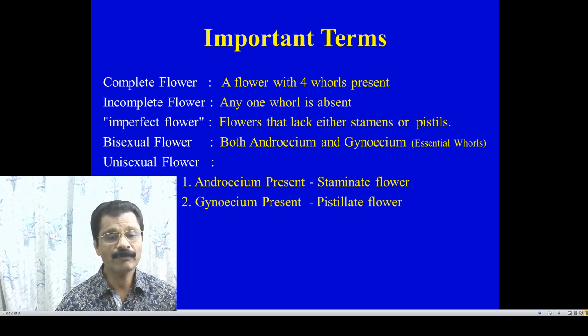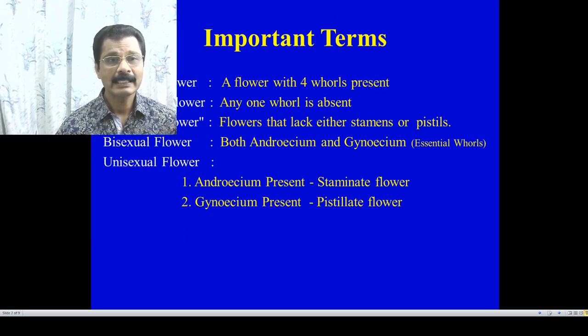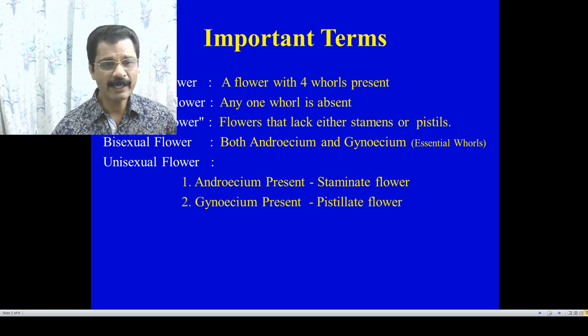Then unisexual flower. In some flowers only androecium is present, then it is called a staminate flower. If only gynoecium is present, such flowers are called pistillate flowers. So depending upon which whorl is present, unisexual flowers are called staminate flowers and pistillate flowers. Could you follow me?